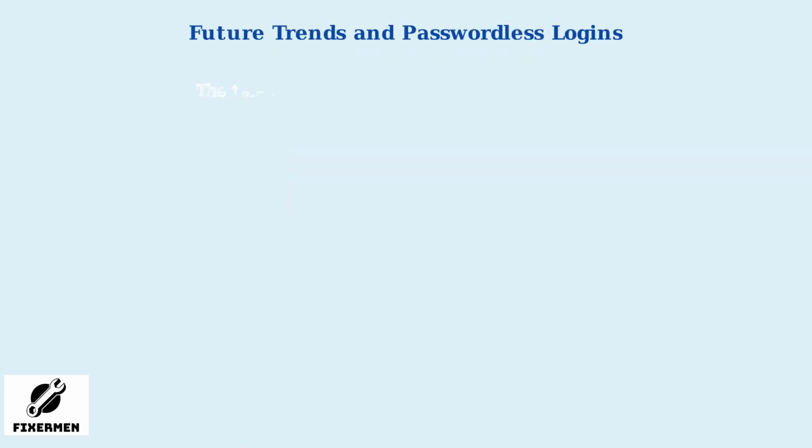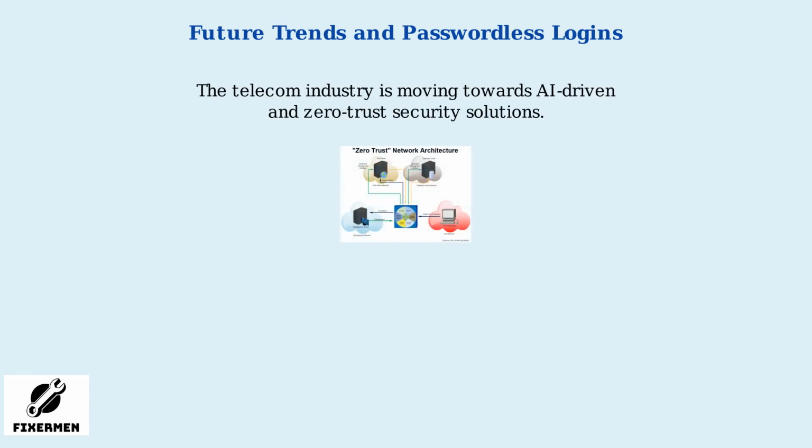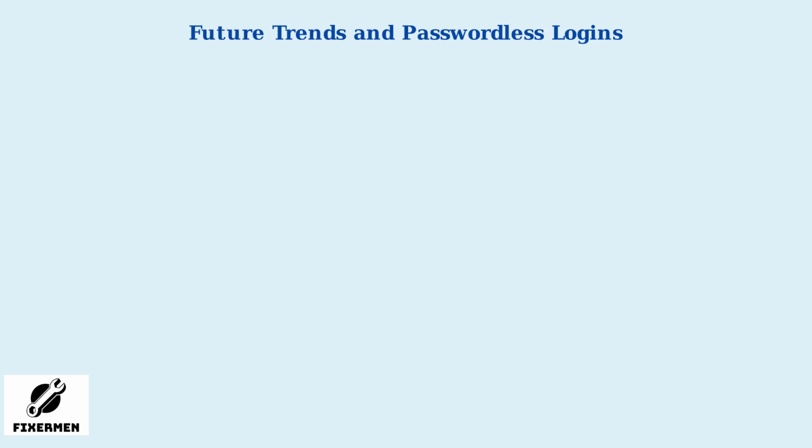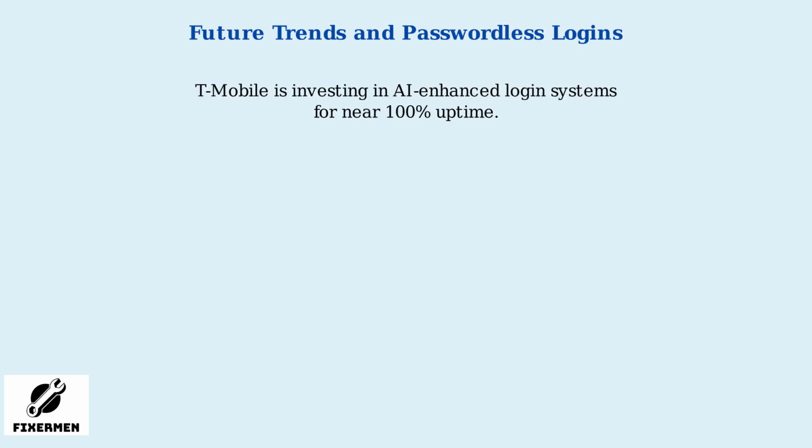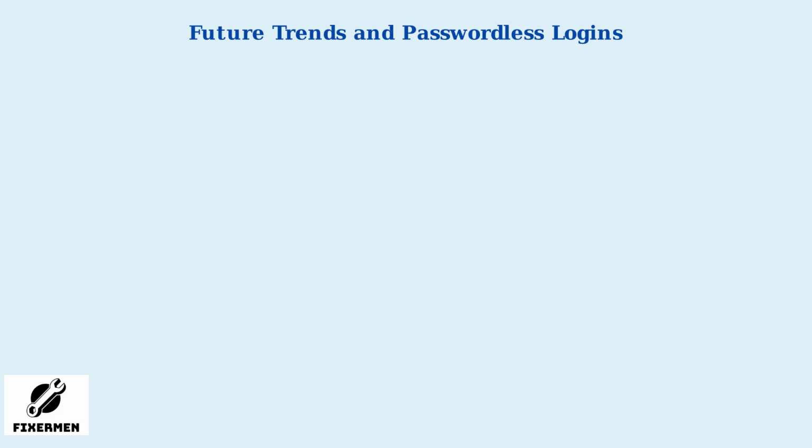The telecom industry is evolving towards advanced security solutions like AI-driven systems and zero-trust architectures that verify every access attempt. T-Mobile is investing billions in AI-enhanced login systems to achieve near-perfect uptime and reduce authentication failures.